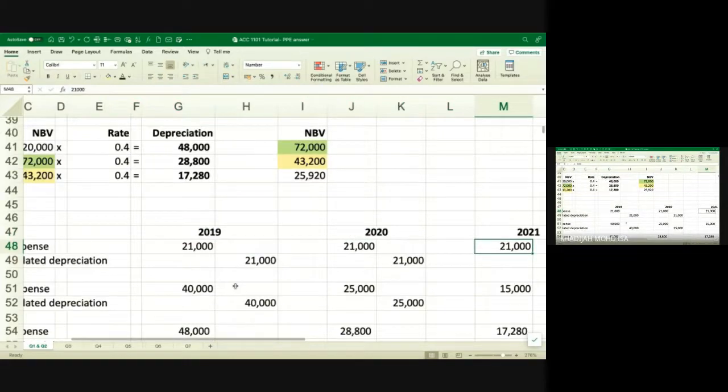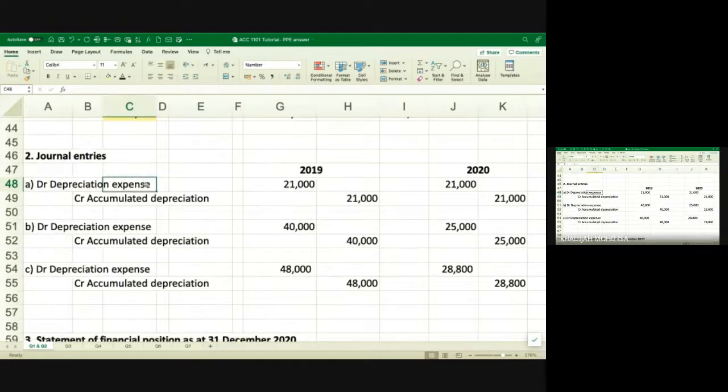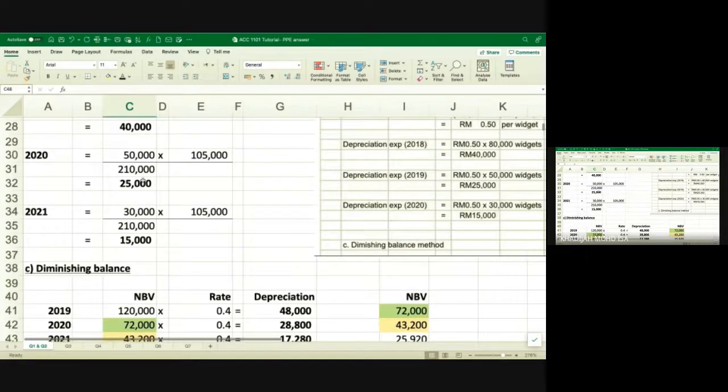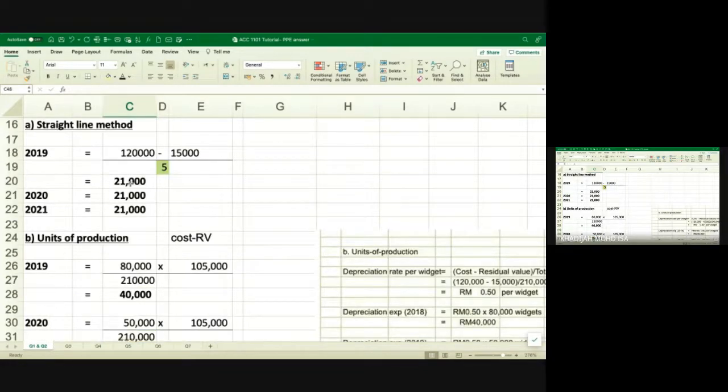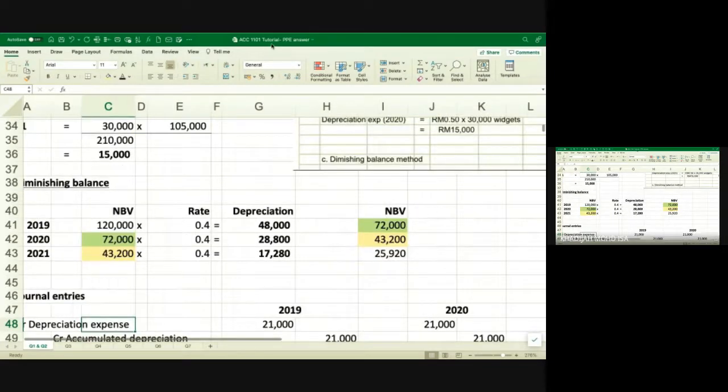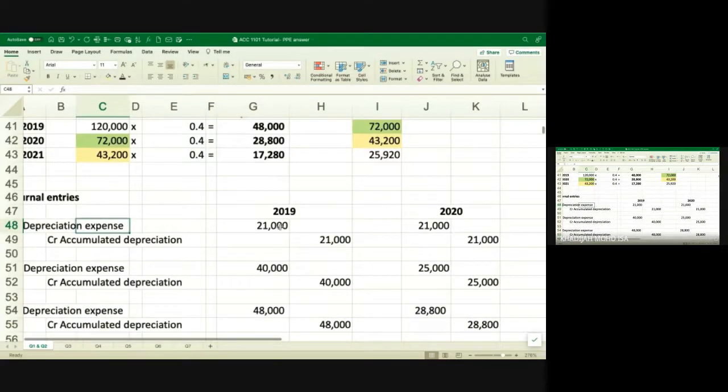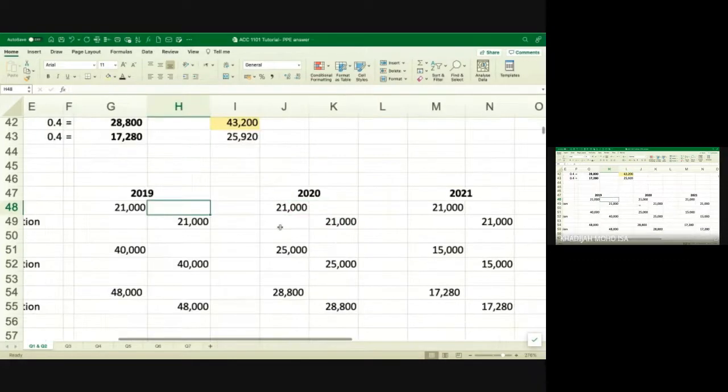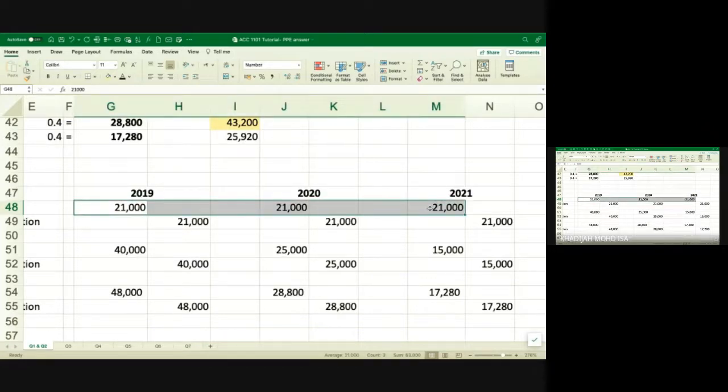So the first one is under straight line basis. You have actually computed the depreciation under straight line basis. Now you want to record that in your journal for 3 years. You know that the depreciation is 21,000 each year. So that's how you put depreciation expense for 2019: debit your depreciation expense and credit your accumulated depreciation. You do the same for 2020 and 2021. Because it's a straight line basis, the amount of depreciation is the same for all the years.